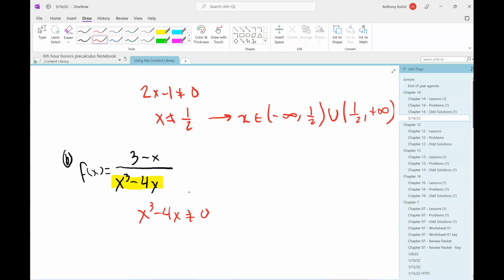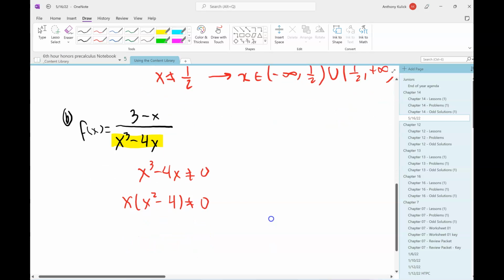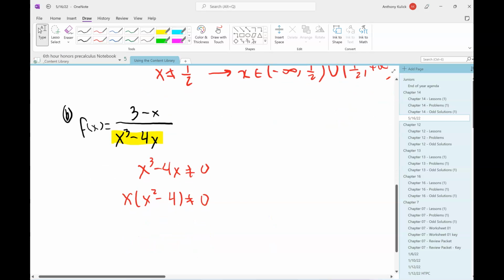Do you notice anything in common? Yeah, factor an x out. Good gravy, guys. Let's chalk that up to being 9:25 on a Monday.